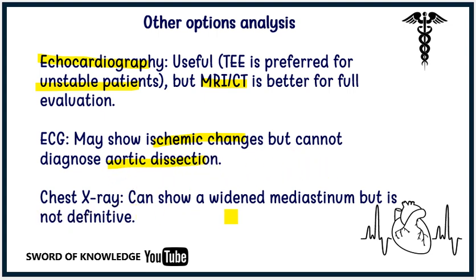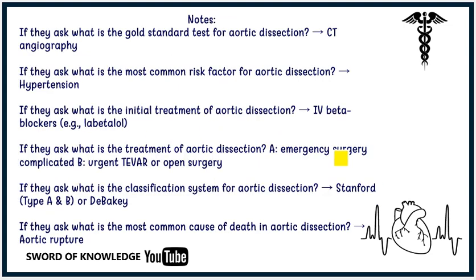And what about chest X-ray? Chest X-ray will show you widened mediastinum, so you have to rule out why there is a widened mediastinum. Maybe it is aortic dissection, maybe some other condition. So chest X-ray will just show you widened mediastinum. We have to rule it out by doing CT angiography. Let's discuss some other important points that will help you in future. If they ask what is the gold standard test for aortic dissection, the answer is CT angiography.